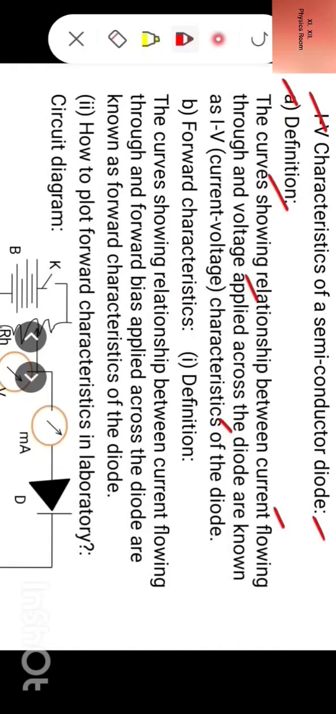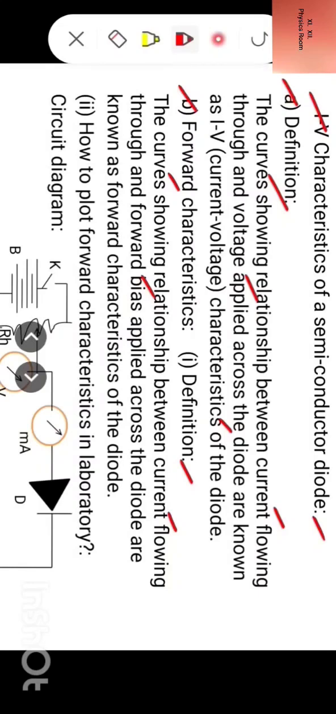Now we have two characteristics of the diode, forward characteristics and reverse characteristics. So first we take up forward characteristics of the diode. Now what is the definition of forward characteristics? Let us define. The curves showing relationship between current flowing through and forward bias applied across the diode are known as forward characteristics of the diode.